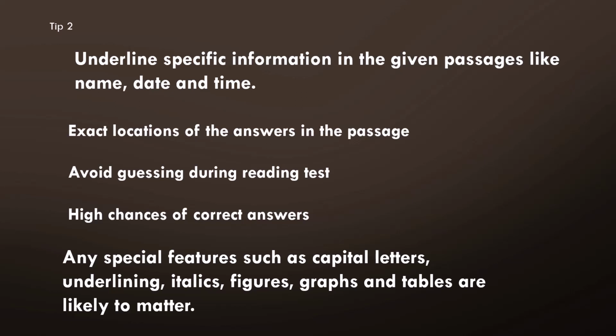Any visual features such as capital letters, underlining, italics, figures, graphs, and tables are likely to matter. So whenever you are dealing with the IELTS reading module, pay specific attention to words which start with capital letters, words in italics, figures, graphs, and even tables. If these things are mentioned, it means that specific or important information will be there. So try to target these areas, which will help you to get the exact information and find the correct answers in a short span of time.